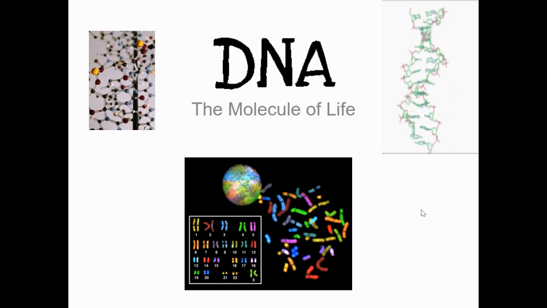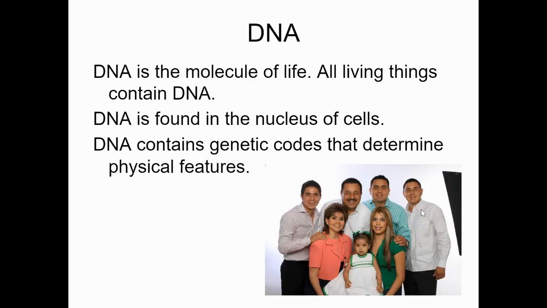So here we go. Right, so we know that DNA is the molecule of life. All living things are going to contain DNA, right? Remember, that is a characteristic of life. It's going to be found in the nucleus of all eukaryotic cells, and we know it contains the genetic code that's going to determine our physical features or traits that get passed down through generations.